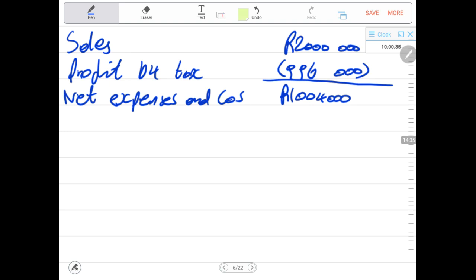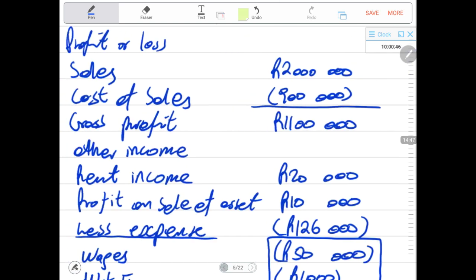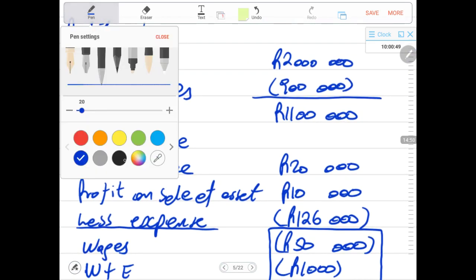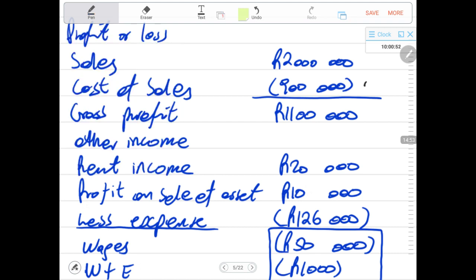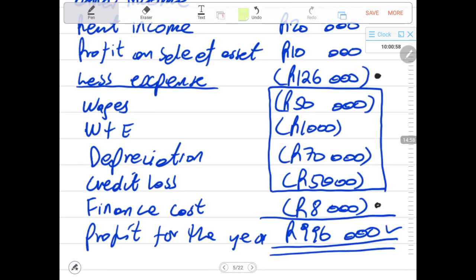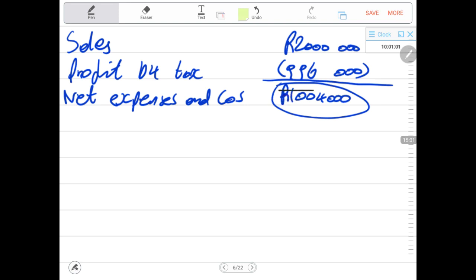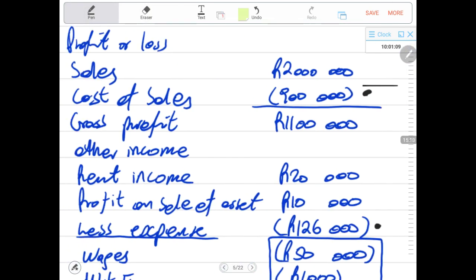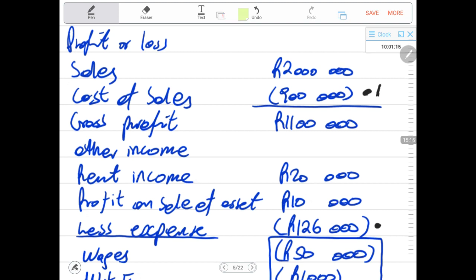This is the amount. Now, if we say our net expenses and cost of sales are this amount, let us go and verify if they are really this amount, because we have all the numbers in my scenario that are provided. So I want to calculate the amount of cost of sales and the amount of my expenses, because this is my net expenses and cost of sales. Now I do have all the expenses and cost of sales, but I need to do a physical count now, where I'm counting my expenses and cost of sales. Cost of sales, it is 900,000 rands.